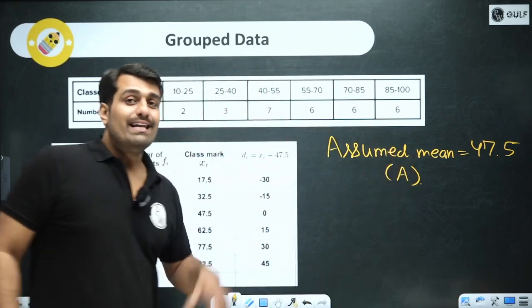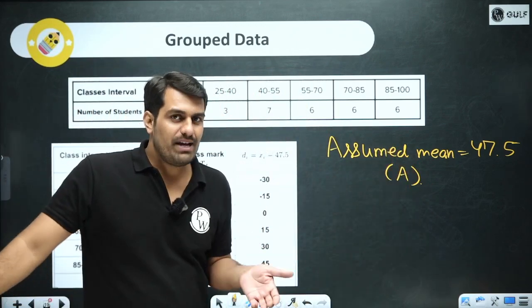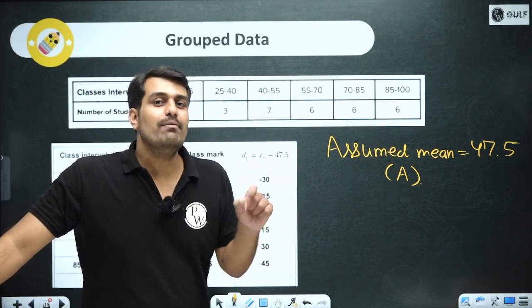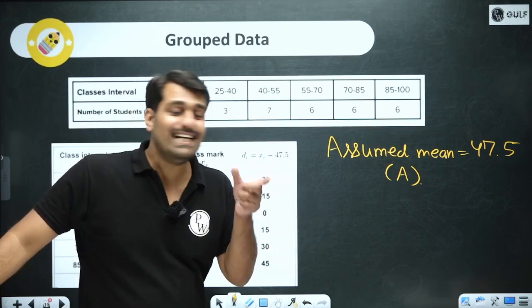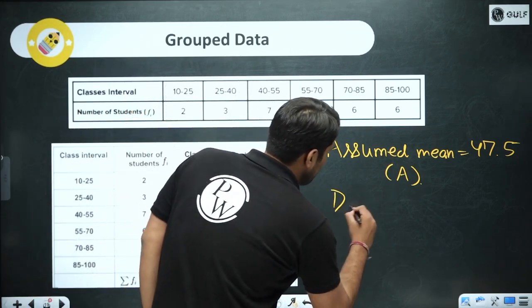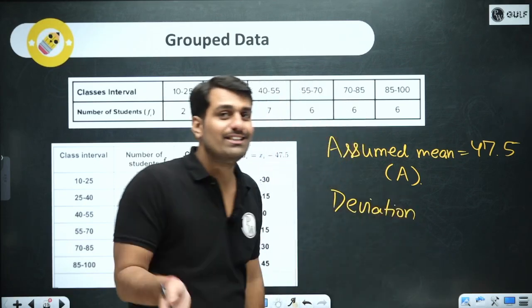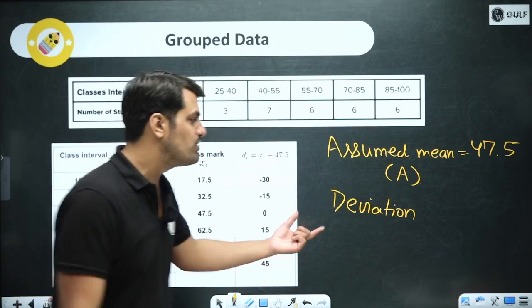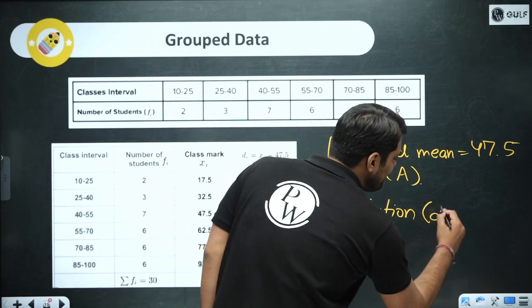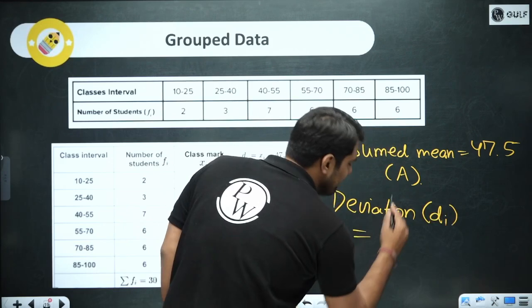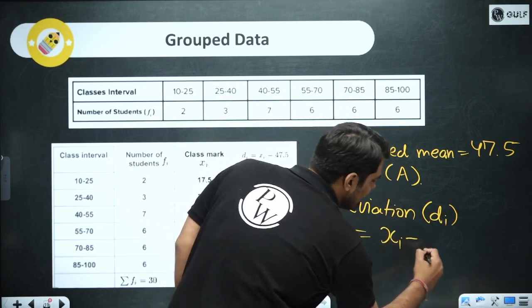So now, the next column which will be coming over here is not fi into xi. We will be coming up with a new variable which is called deviation. How much deviation we have from the assumed mean? Deviation is indicated by di, and it is basically the class mark minus the assumed mean.